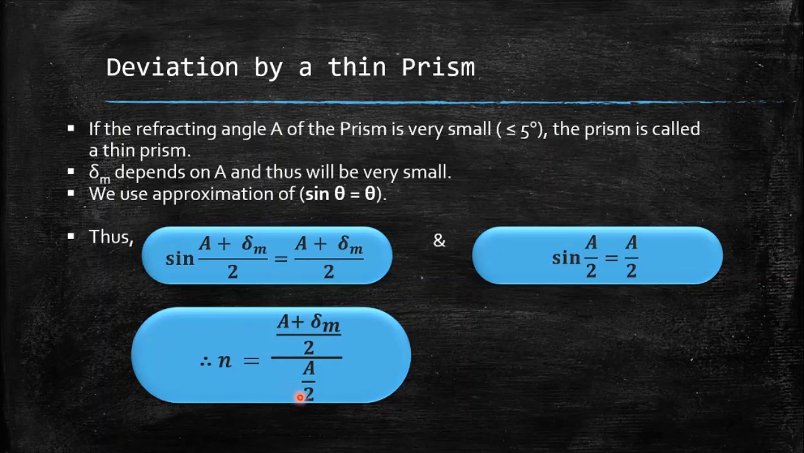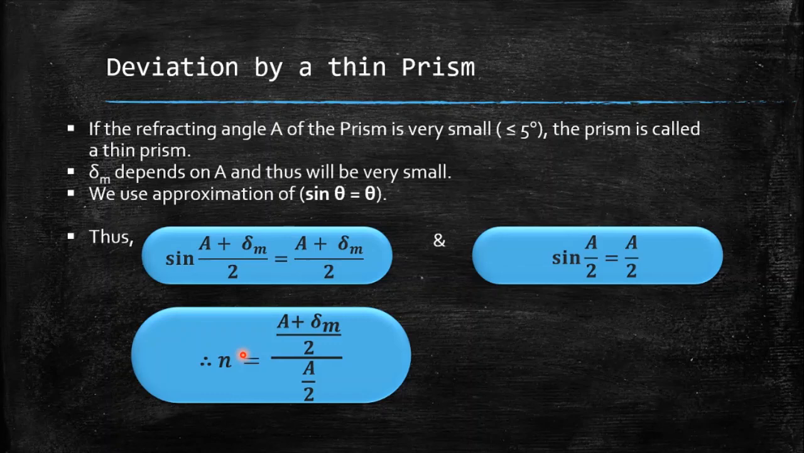Now what do you get here? Obviously, 2 and 2 get cancelled. You get n is equal to (A plus delta M) upon A. You can take A on the other side. You'll be getting nA is equal to A plus delta M. Correct? Now, if I want to find out the deviation by a thin prism, I am certainly looking at trying to find out this delta M, correct? So obviously I would want delta M on one side and everything else on the other. Remember what was over here? nA. So it's going to be nA minus A is equal to delta M.